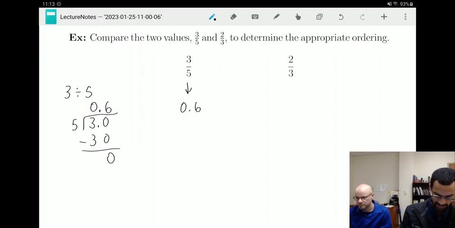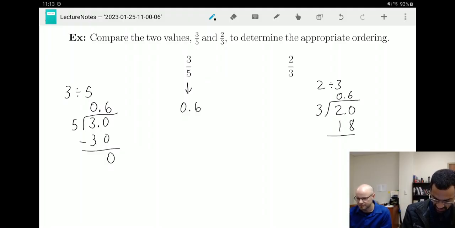Okay, 2/3. Again, that just means 2 divided by 3. So 3 goes into 2 zero times. So that's when we break out the decimals. 3 goes into 20 6 times. So that's 18. We have a problem here. 3 doesn't go into 2, but if you add another 0, it's 6 again. And it's going to keep going, right?